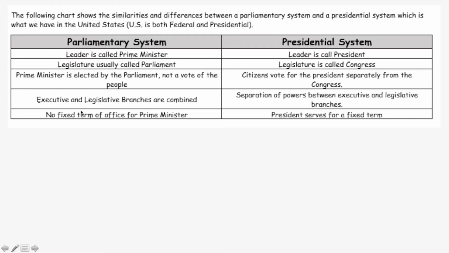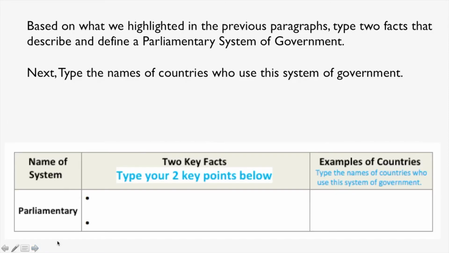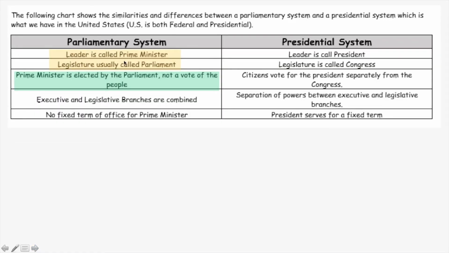And the last one: no fixed term for the office of prime minister. In America, we do have fixed terms. The president works for 4 years, then there's a new election, and then they can work for 4 more years, and that's it if they got reelected. You can't be elected for more than 8 years total. We'll talk about some of those stipulations later in the school year. But in a parliamentary system, there's no fixed term limit. They can hold an election and get reelected as often as they like. Here are some of the key facts that I highlighted for you that I would suggest using as key points as well.